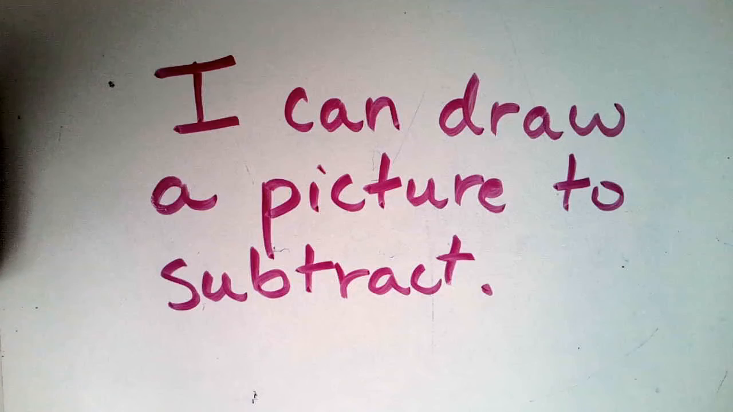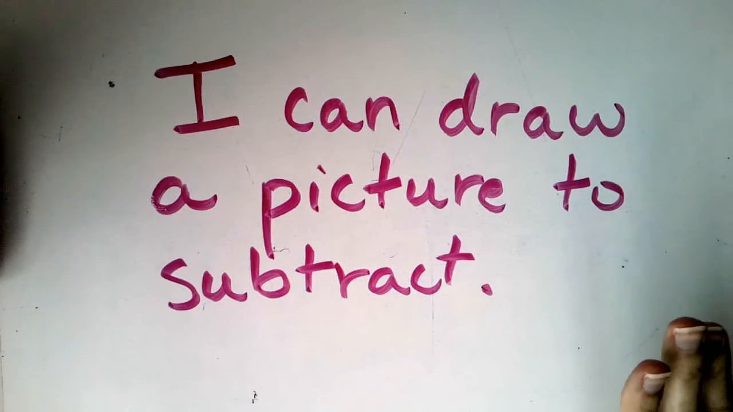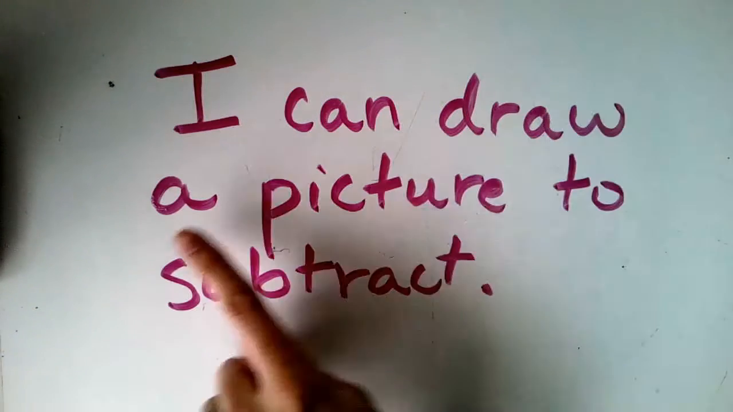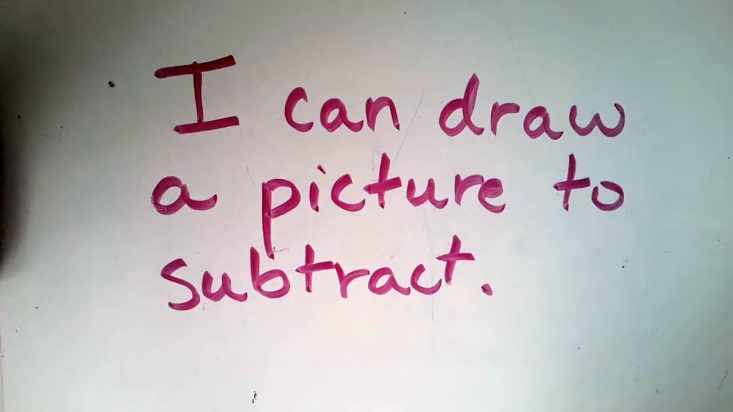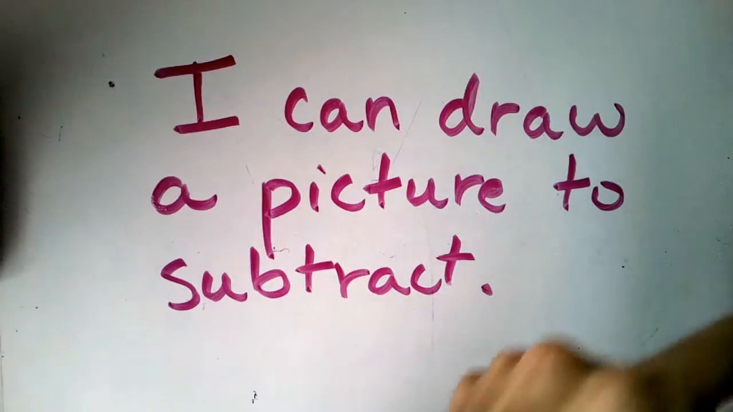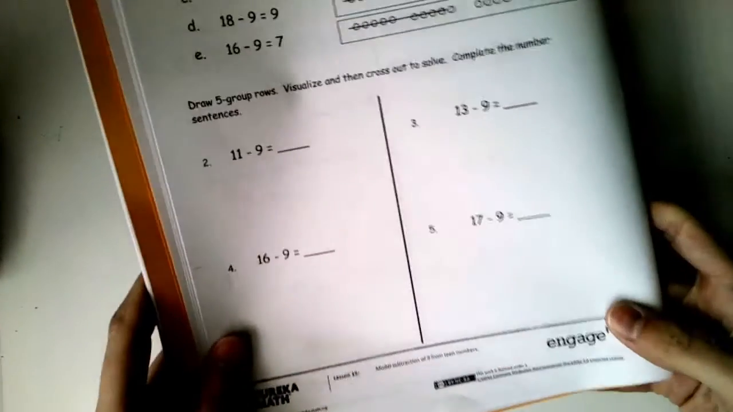Now we're going to look at some pictures today, but we're mostly going to draw our own picture so that we can subtract. Okay? In order to be successful today and prepared, all you'll need is your whiteboard and your math workbook. Remember topics B, C, and D.